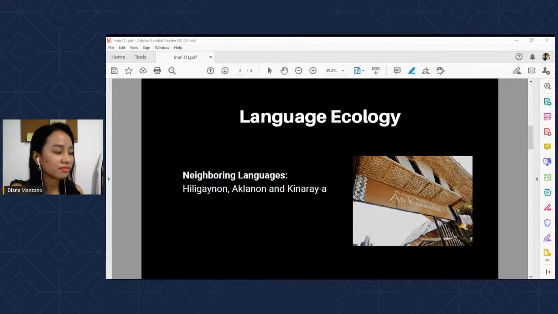The problem I saw in the community is that Inate speakers whose parents intermarried with non-Inate speakers would most likely have children who speak Aklanon. And they would mostly choose Aklanon because it would help their children get a job in the community. And if they speak Inate, it would be more difficult for the children to get better economic opportunities.